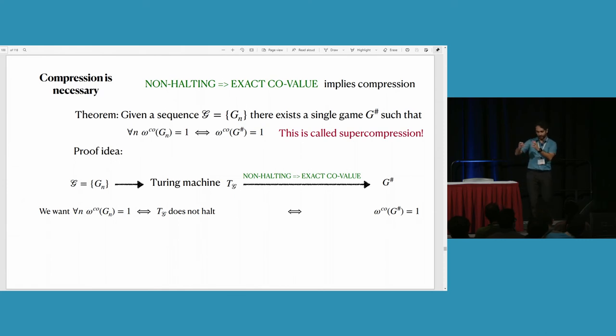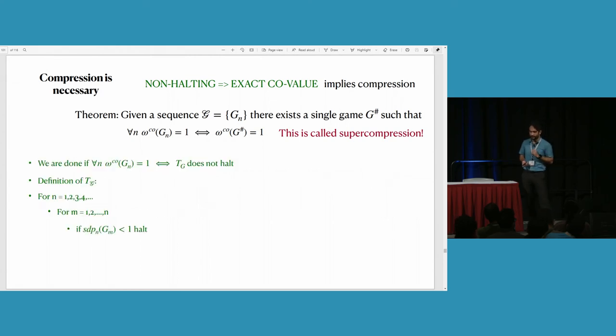That its halting or non-halting in a way encodes the values of the games in the sequence. Well, it's very simple. We've already talked about the MIP* hierarchy. That's what we are going to use. The Turing machine is as follows. It goes over all integers n, and for every m from 1 to n, it calculates the nth STP in the sequence, in the hierarchy that we saw from before. It calculates that STP value on the game G_m. If it ever drops below 1, it halts.